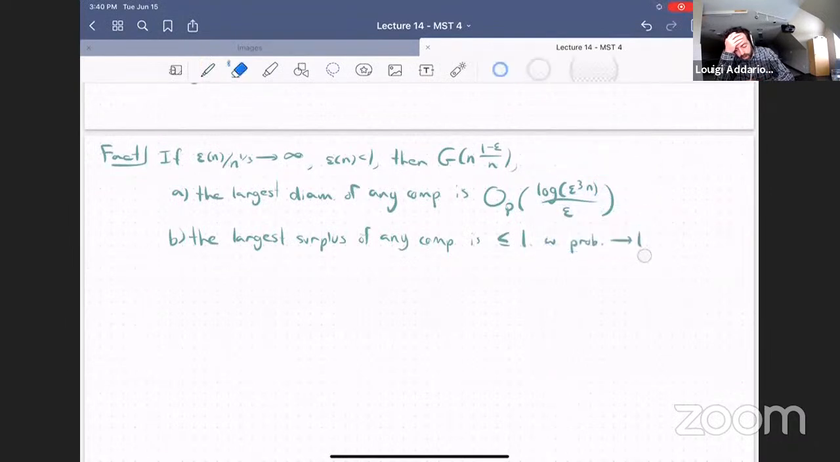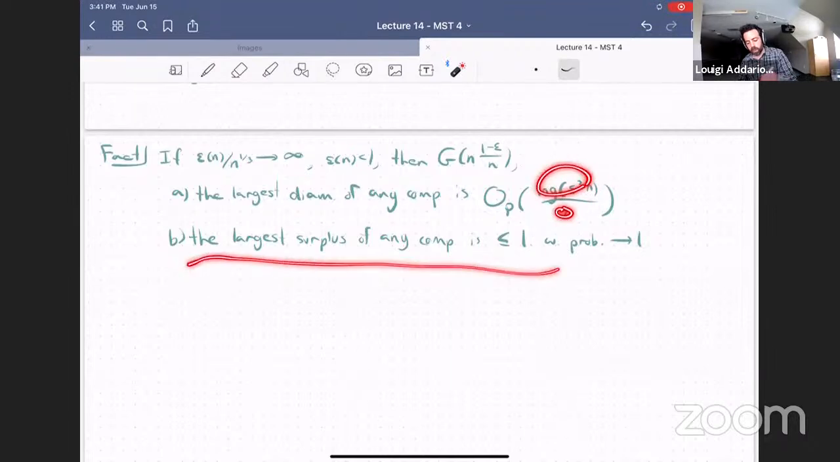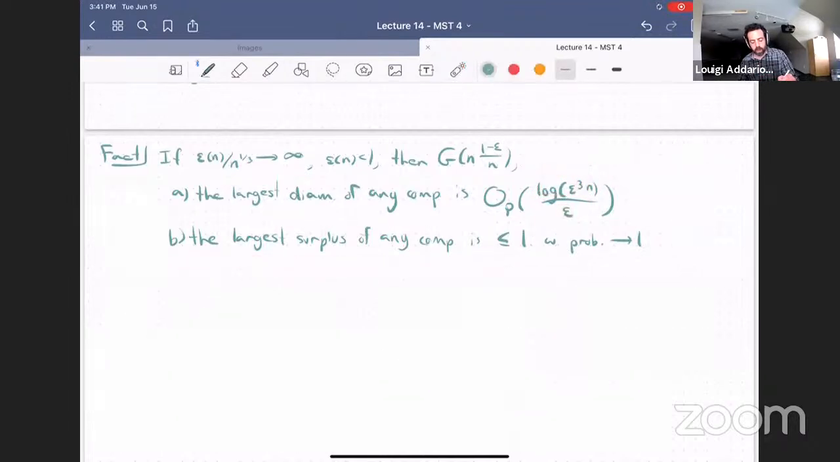So the first line, there's no need for "with high probability" because the probability is sort of encapsulated in this notation. Okay. So we're saying there's no component of diameter bigger than this polylog factor over epsilon, and there's no component with more than one surplus edge in a subcritical random graph. Okay, so let me explain why these are true.